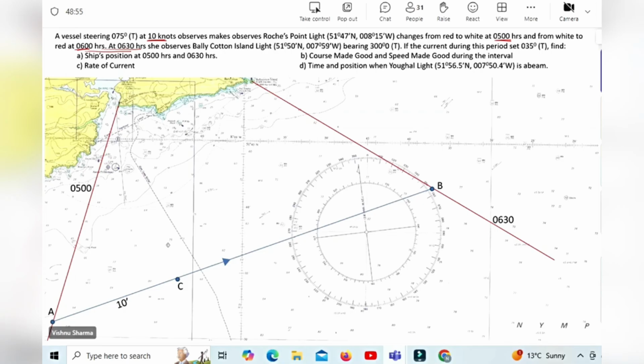Likewise, from B, you will mark D based on the distance in the interval between the second and third PL, which is half an hour. Distance will be 5 miles. So from B, you mark point D. You transfer the first PL through C.